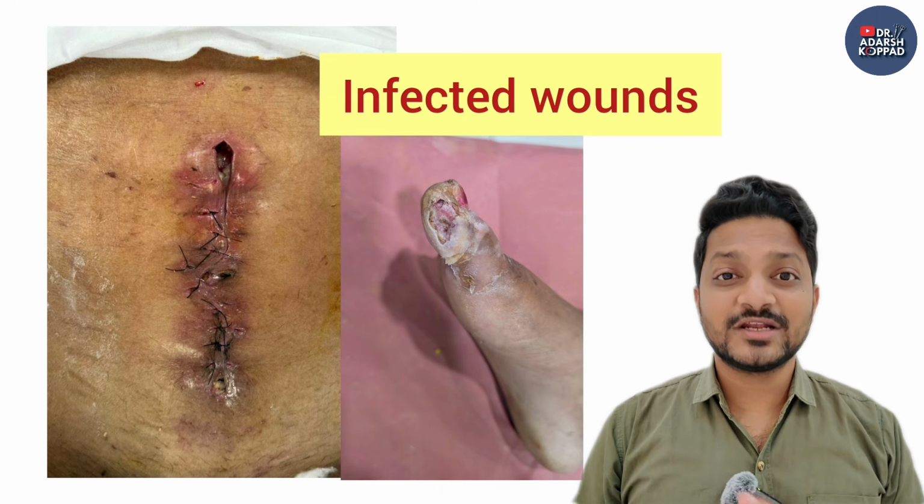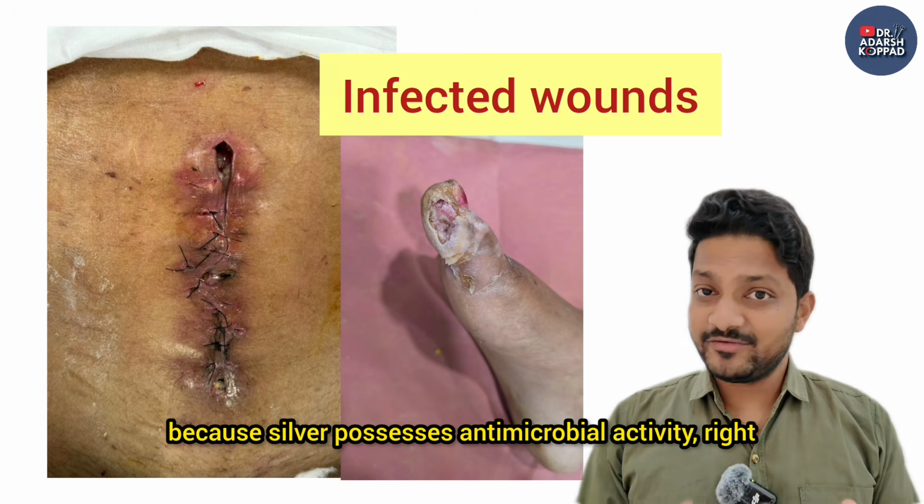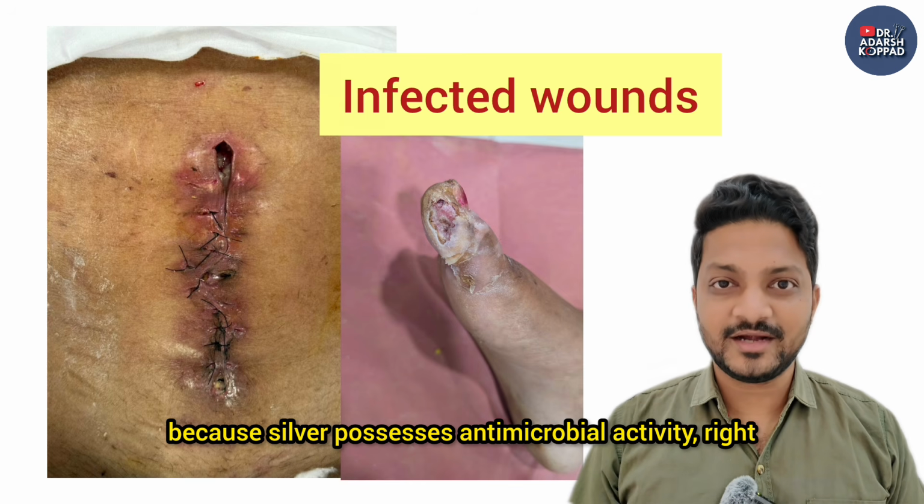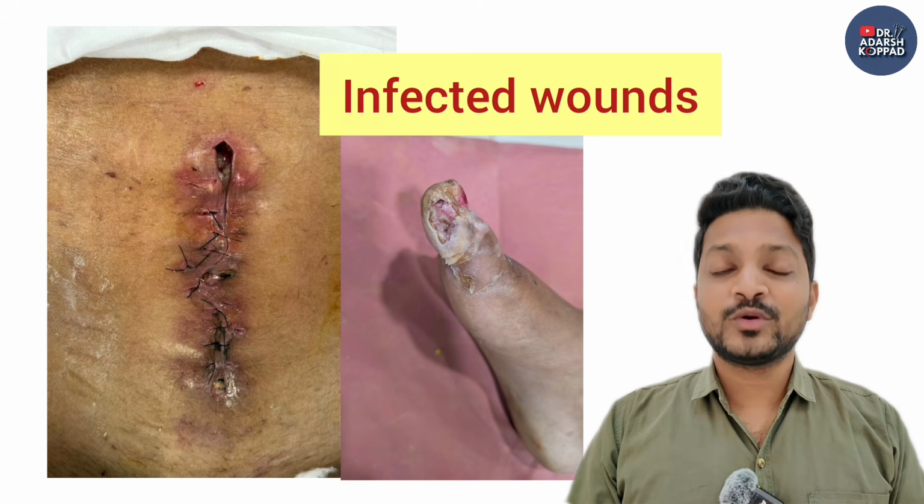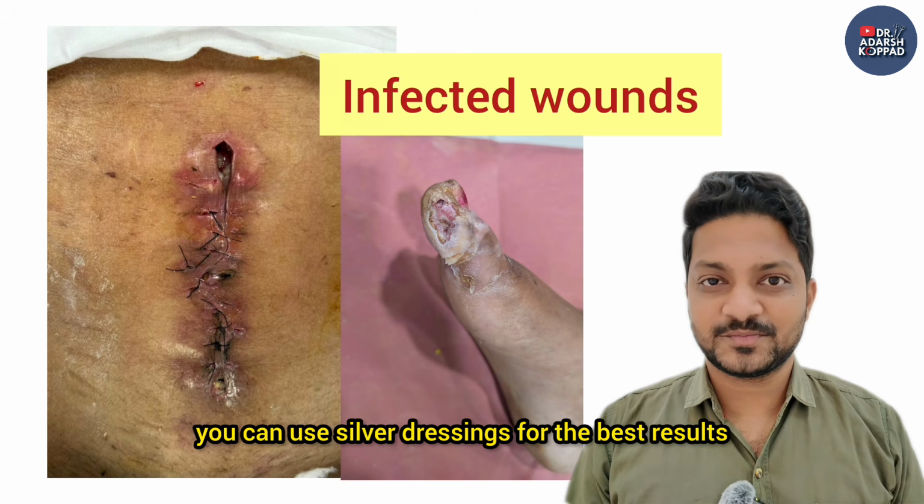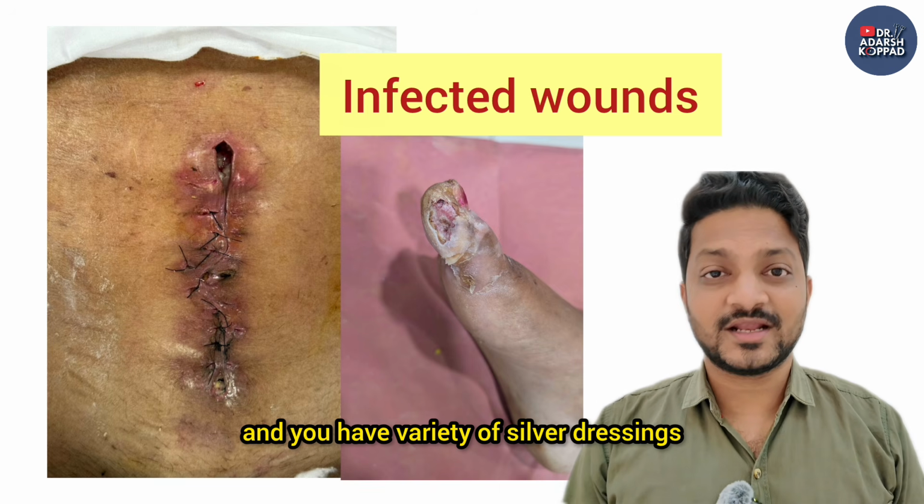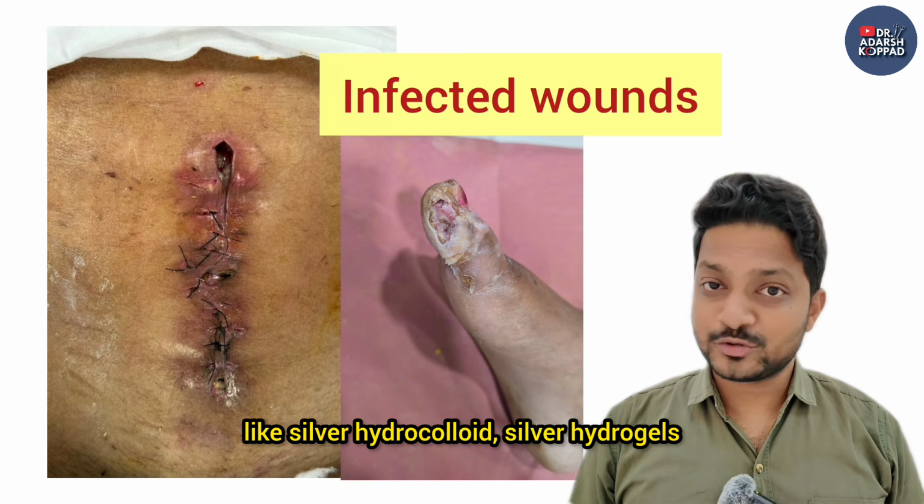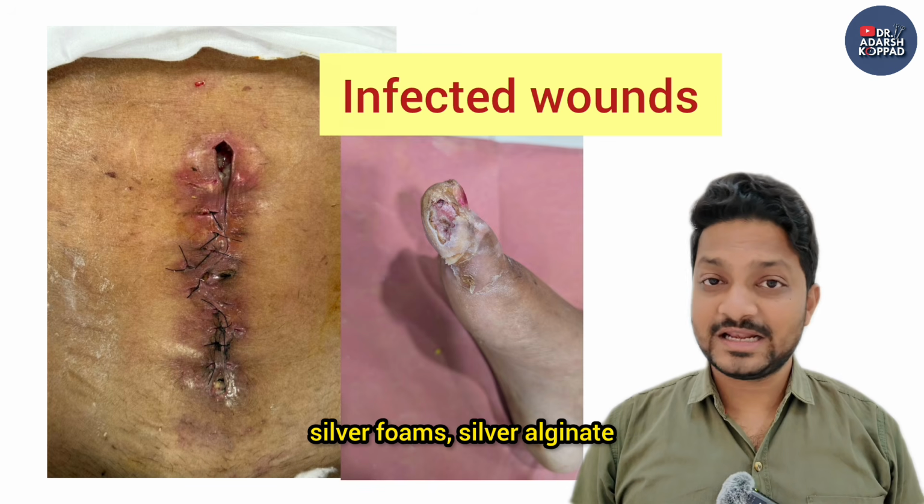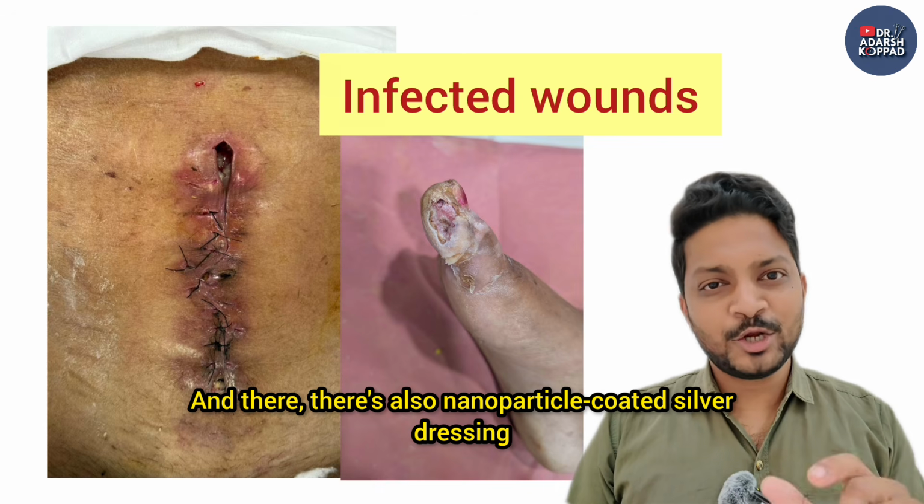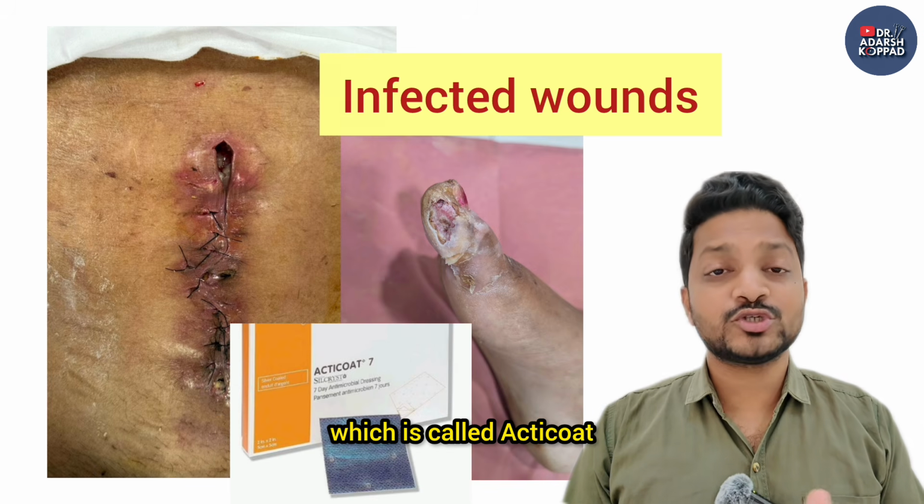For these kind of wounds, silver dressings act wonderfully because silver possesses antimicrobial activity, right? So in infected wounds, you can use silver dressings for the best results. And you have variety of silver dressings like silver hydrocolloid, silver hydrogels, silver foams, silver alginate, and there's also nanoparticle coated silver dressing which is called Acticoat.